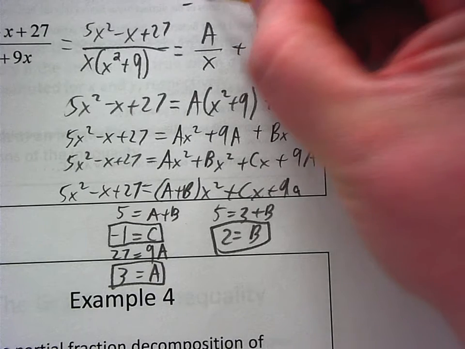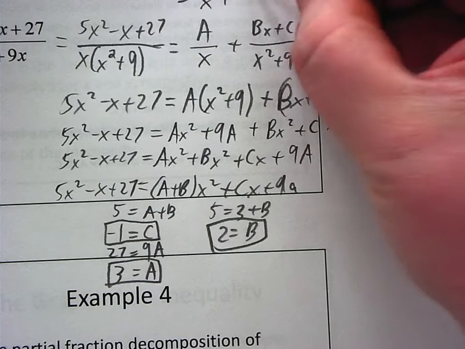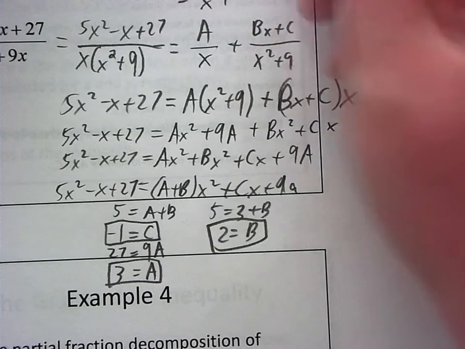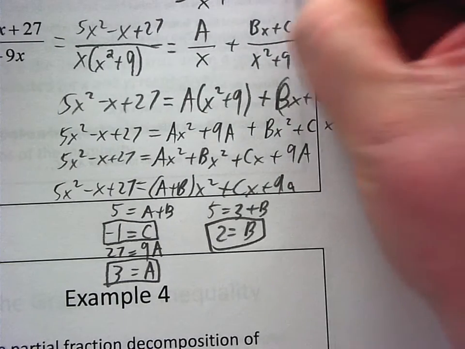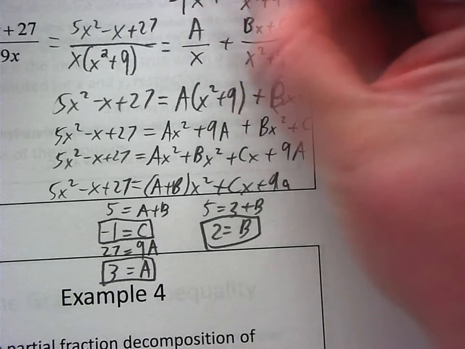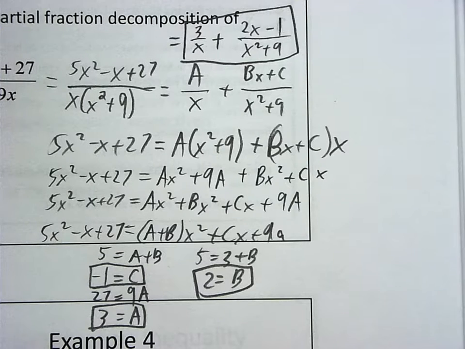a is 3, so I have 3 over x plus what? 2x plus, or you just write minus 1, not c, over x squared plus 9. That is your partial fraction decomposition. You couldn't see what I was writing. Sorry.